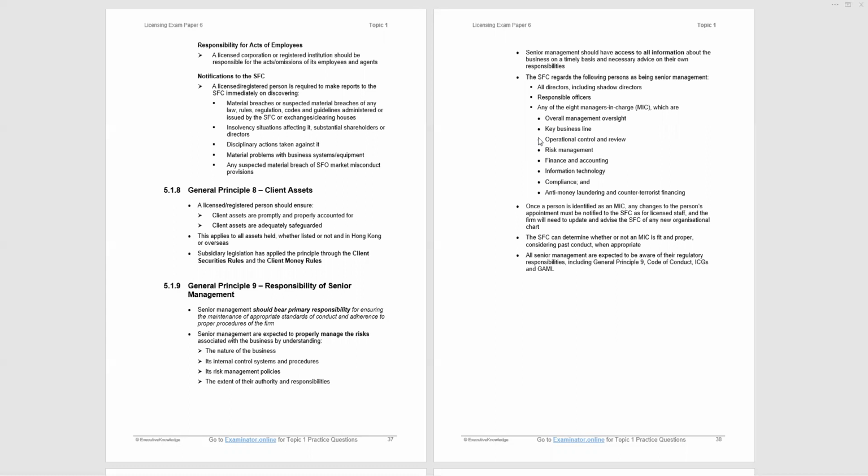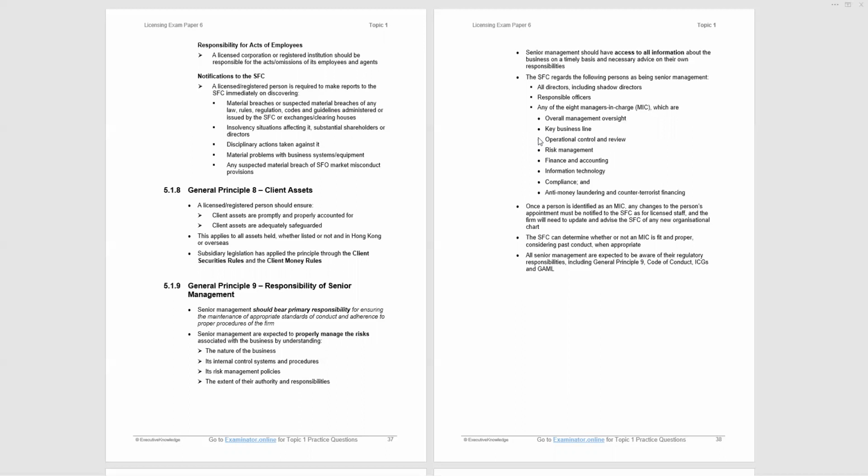General Principle 8 on client assets. Well, in topic 2, we're going to see that there are 2 specific areas where client assets are regulated. That is the client securities rules and the client money rules. General Principle 8 is much wider, much broader in scope, and there it's telling us that the licensed person should ensure client assets are properly accounted for and safeguarded.